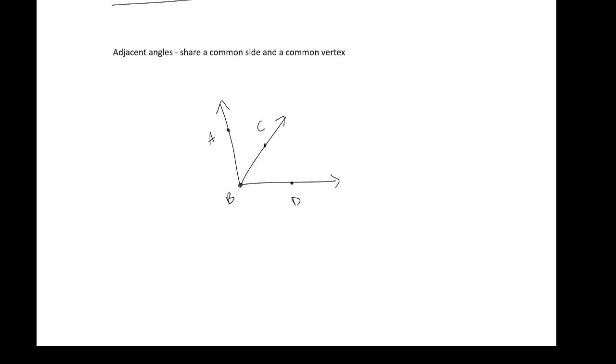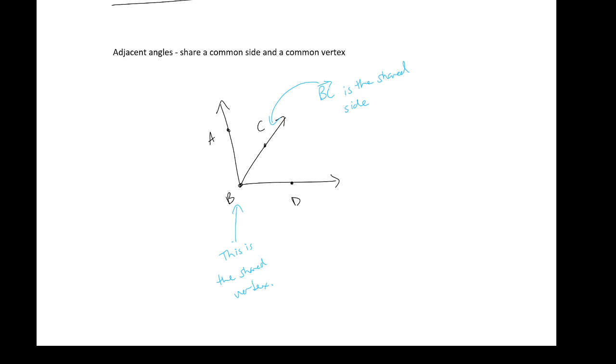Here, adjacent angles show 2 things. Since they share a common side, that common vertex is a point, because vertices are just points. So right here, this side, which is ray BC, is the shared side. And then right here, this point, this is the shared vertex.